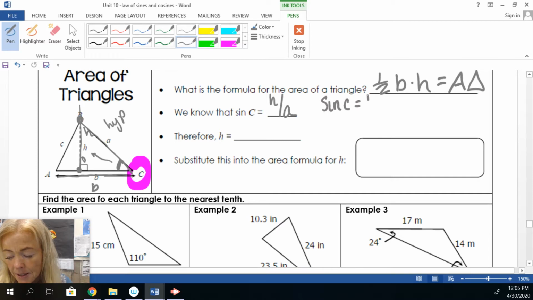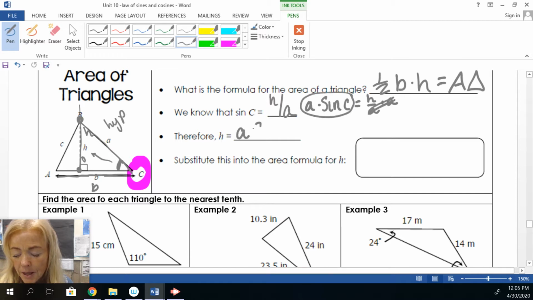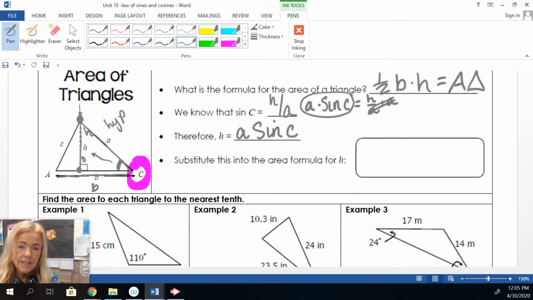We have sine C equals H over A. If we solve for H, we multiply both sides by A, and the A's divide out, so H is equal to A times the sine of C. Now H is height, remember, of the triangle. So if our height is A sine C, then all of a sudden we have a way to come up with the area. We have to use our sine function, but that's all right.